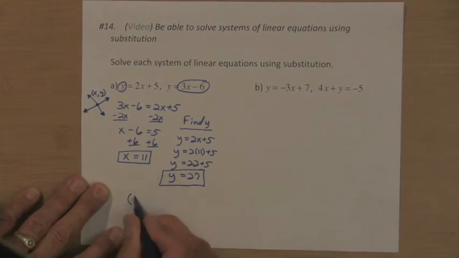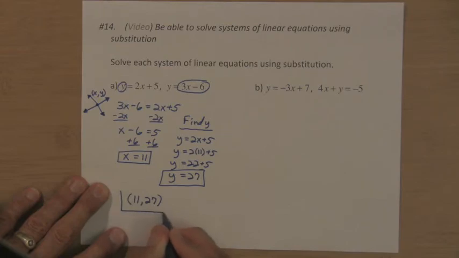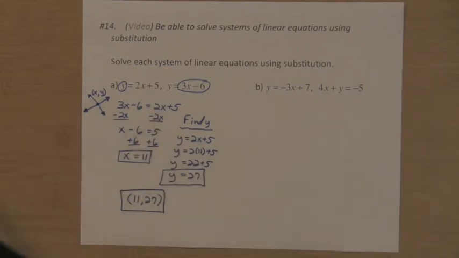So your solution can be written as x equals 11, y equals 27, or sometimes you write it as an ordered pair in alphabetical order, x and then y. And you can put it like this in parentheses because it is like a point where those two lines would cross and intersect. Second problem, the first one says y equals negative 3x plus 7.